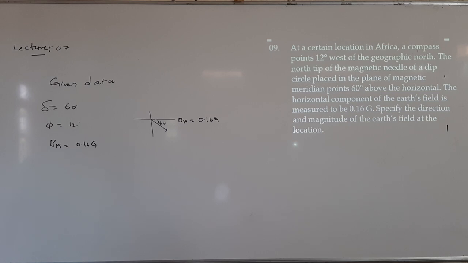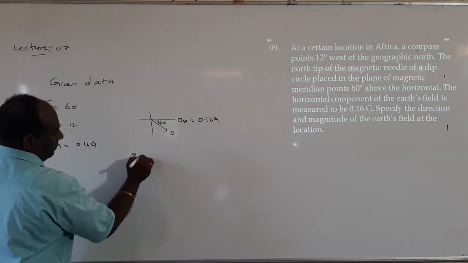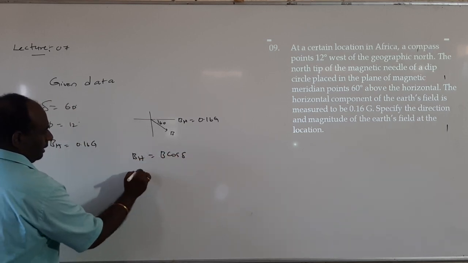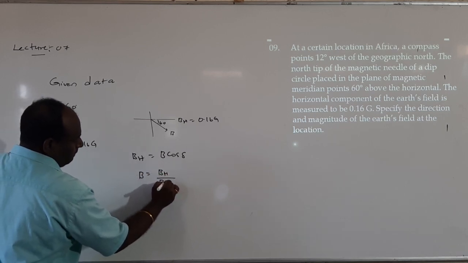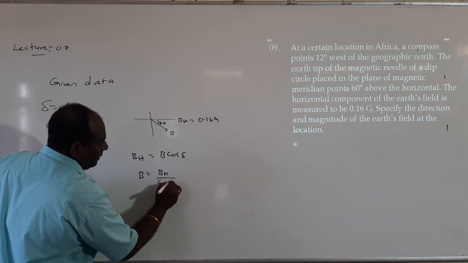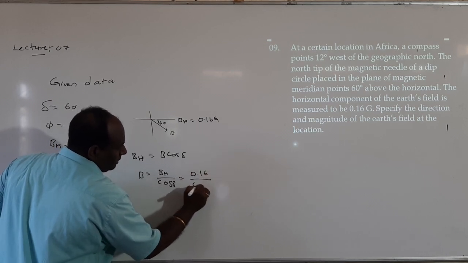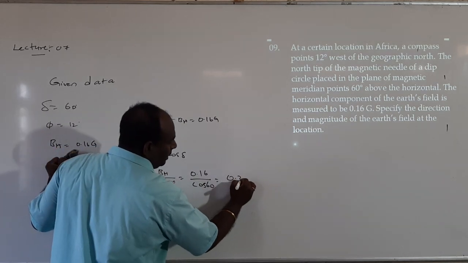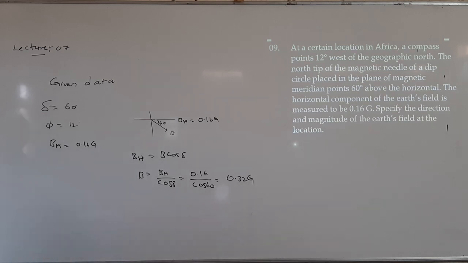Then what is the resultant magnetic field? In the same manner, B H is equal to B cos delta, so B is equal to B H by cos delta. So the B H value is 0.16 divided by cos 60. Cos 60 value is 1/2. So you will get 0.32 Gauss. So this is the answer for the given question.